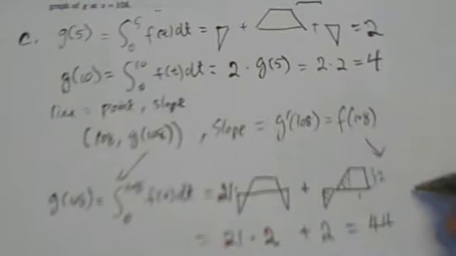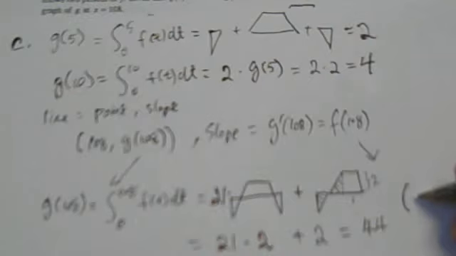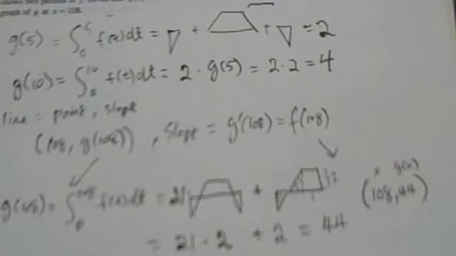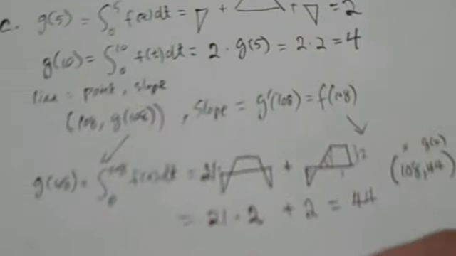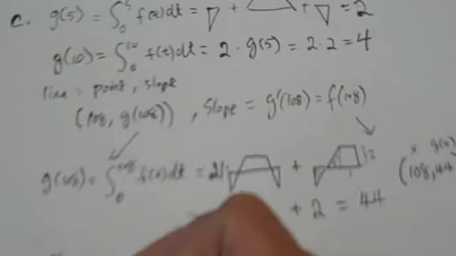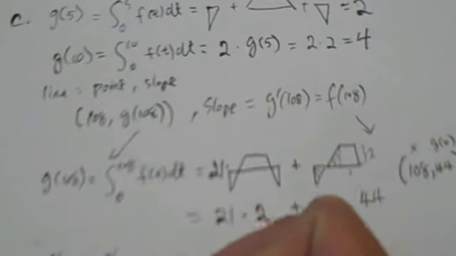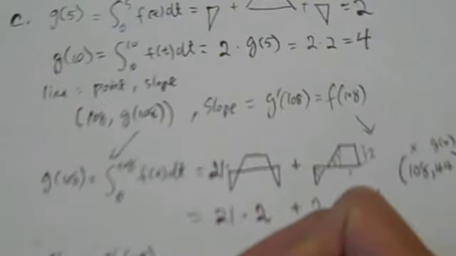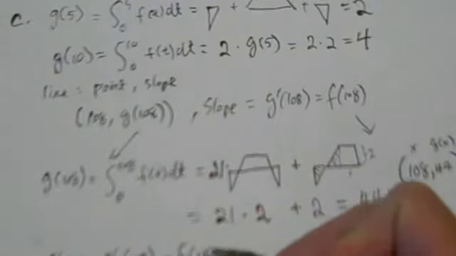So now we have a point. The point that we use is going to be 108 and 44 for x and g of x. You see, so that's the point that we need to use to build the equation of the tangent line. Now we also need to figure out the slope. So slope is g prime of 108, which is f of 108.